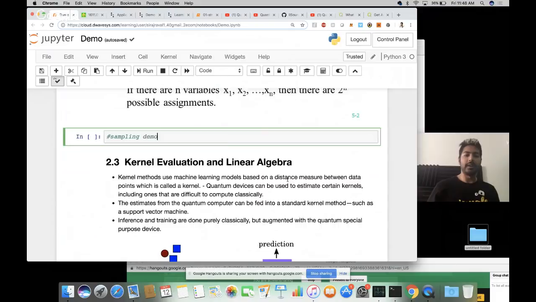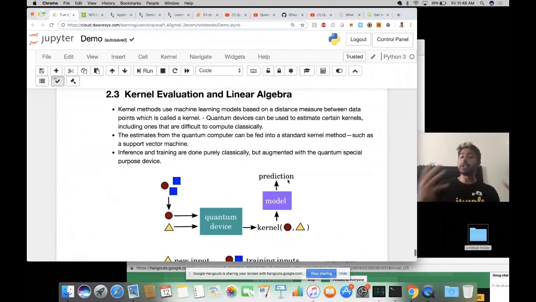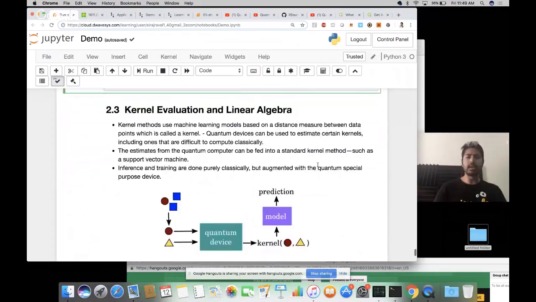So kernel evaluation, right? In machine learning, there are kernel methods where we have some high dimensional data, and we want to separate it by a hyperplane, right? So for classification, for example, and we can use the kernel method to convert that high dimensional data to lower dimensional data, so we can then visualize it and have the hyperplane go through. So support vector machines are a good example of that, but there's also other examples as well. And we can use quantum algorithms to estimate certain kernels, ones that are difficult to compute classically.